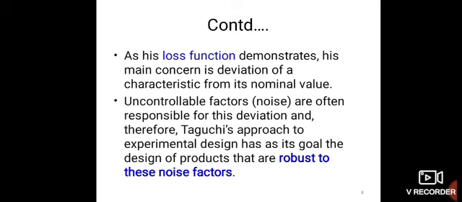According to him, the main concern is deviation of a characteristic from its nominal value. As we know, a characteristic may be the diameter of the piston. So how much it will deviate, there will be loss regarding the assembly. There are certain uncontrollable factors which are known as noise, which are generally responsible for this deviation, and we want to design our system as a robust system.